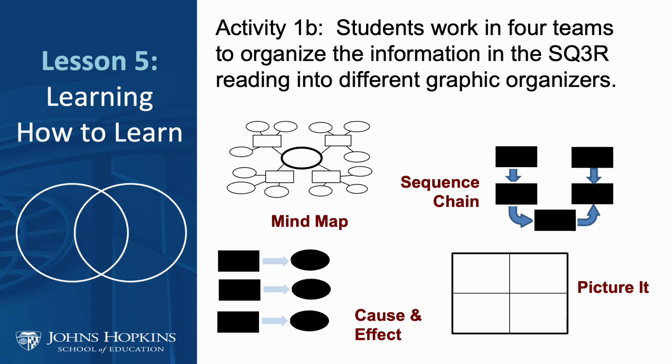In Part B of the first activity, students will work in 4 different teams to organize the information from the reading into different graphic organizers: a mind map, a sequence chain, a cause and effect chart, and a picture diagram. These organizer sheets are also provided in the Unit 3 Student Materials section.